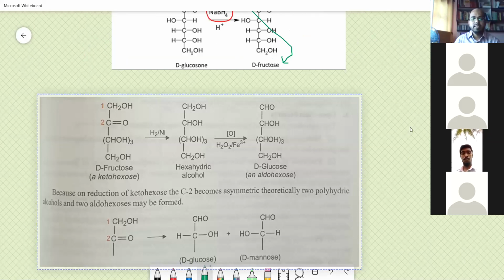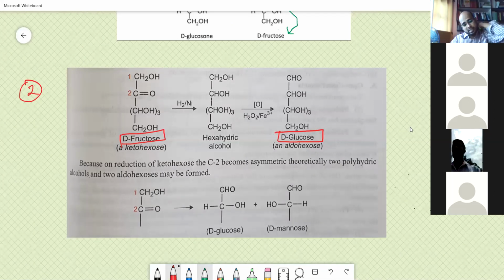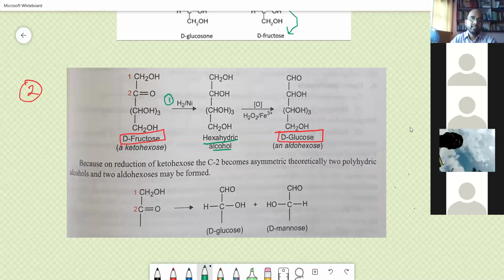So what is it? Here in the first case, we converted glucose into fructose. In the second case, we are converting fructose into glucose. Okay. So what is the reagent? First reagent is hydrogen and nickel, and you get a hexahydric alcohol. Remember, this reaction we have used in our previous configuration of glucose establishment, and we got hexahydric alcohol also.